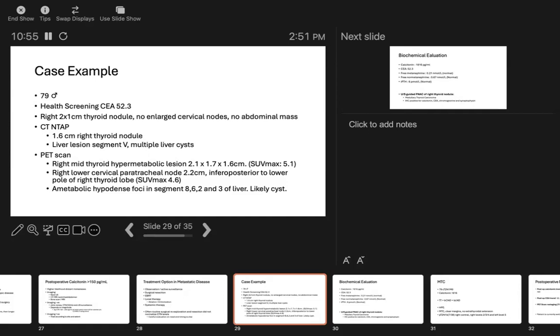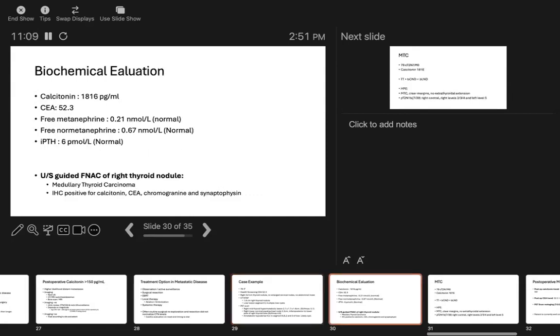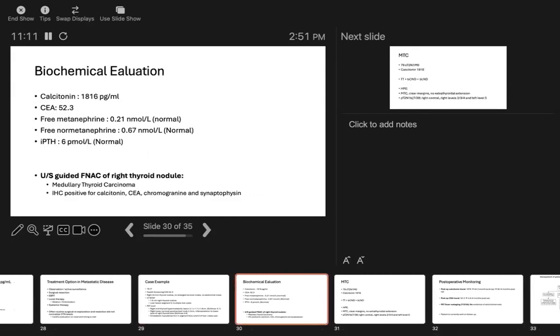Mid-thyroid hypermetabolic 2.1 cm lesion, SUV max 5.1, right lower cervical paratracheal lymph nodes 2.2 centimeter, inferior posterior to the lower pole of the right thyroid. And the lesion in the liver turns out to be ametabolic, most likely a cyst. Biochemical evaluation: calcitonin 1,816, CEA was 52. The screening for FEO and hyperparathyroidism was normal. So an ultrasound-guided FNAC was done, confirmed medullary carcinoma, positive for calcitonin, CEA, chromogranin, synaptophysin.